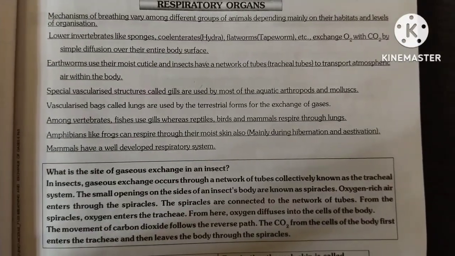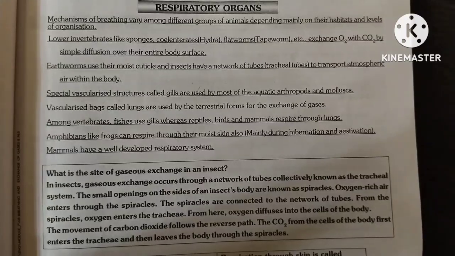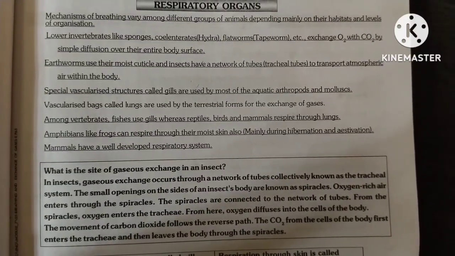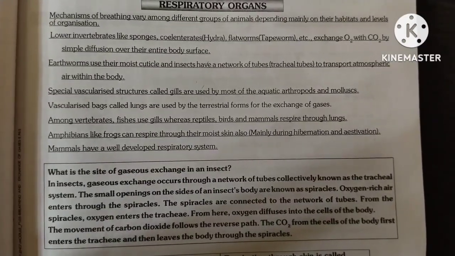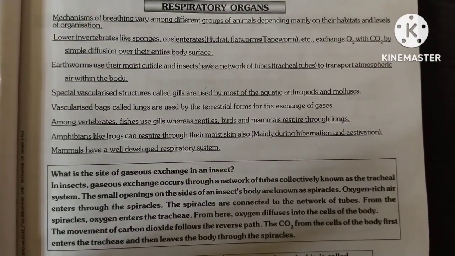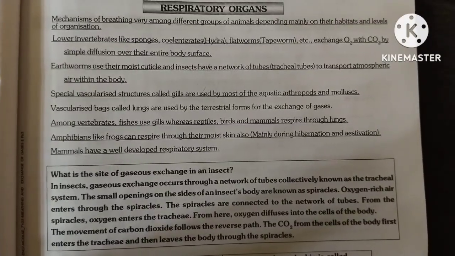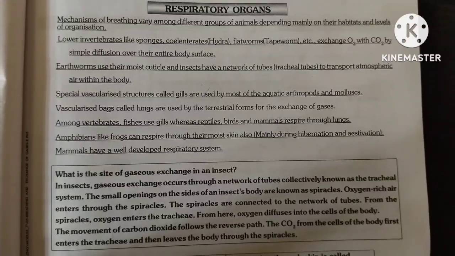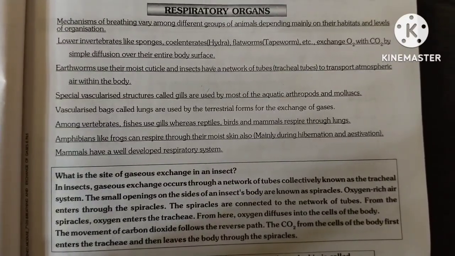What is the site of gaseous exchange in an insect? In insects, gaseous exchange occurs through a network of tubes, collectively known as the tracheal system. The small openings on the side of an insect's body are known as spiracles. Oxygen-rich air enters through the spiracles. The spiracles are connected to the network of tubes.